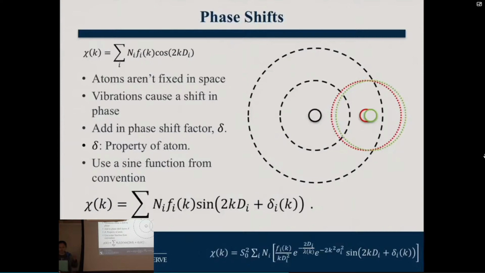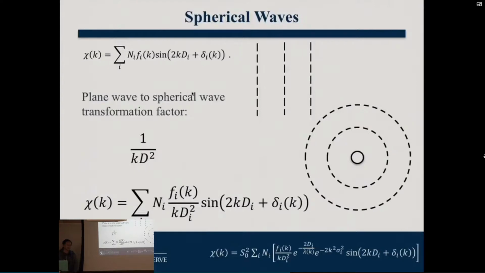Now, since we have a phase shift and a cosine is essentially just a phase-shifted sine, we switch the cosine for a sine just for convention. Okay, so here's the deal. I've been lying to you this entire time. The more physics-oriented folks in this room might have picked it up, but a simple cosine of d function only describes a plane wave. To get a spherical wave, we just have to introduce a 1 over kd squared factor.